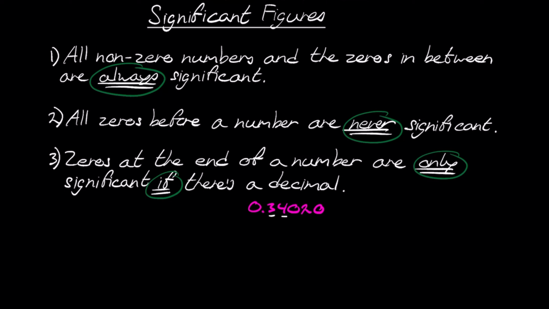The 3, 4, 2, and 0 squashed between them are significant because of rule number 1. The first 0 is not significant because of rule number 2, and because there's a decimal, the final 0 is also going to be significant. So the total number of sig-figs is 5.